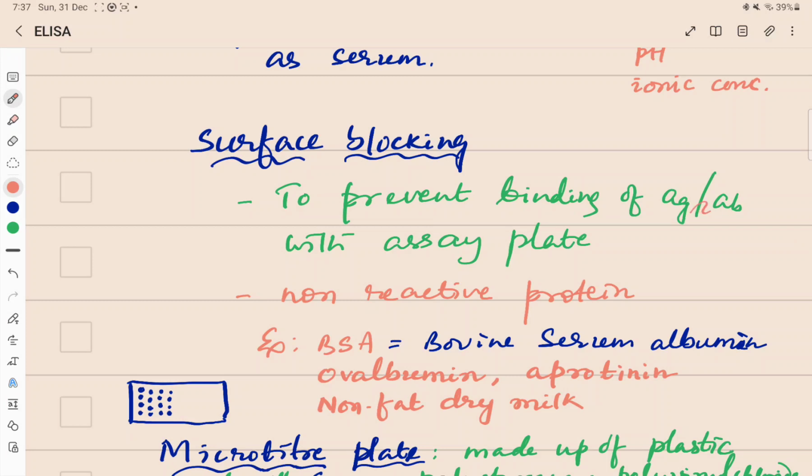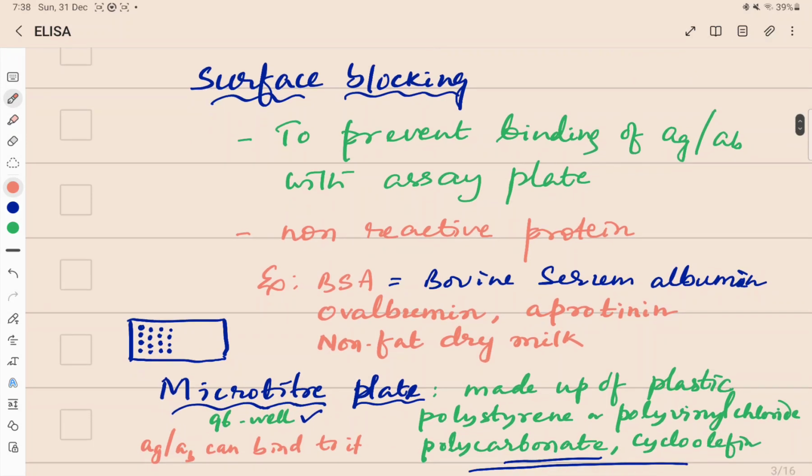So antigen or antibody has the potential to bind directly with this plate. To avoid that, to prevent that, we have to block it. We call it surface blocking, and we use non-reactive proteins, for example, bovine serum albumin, ovalbumin, aprotinin, non-fat dry milk. All these are surface blocking agents we have to use.